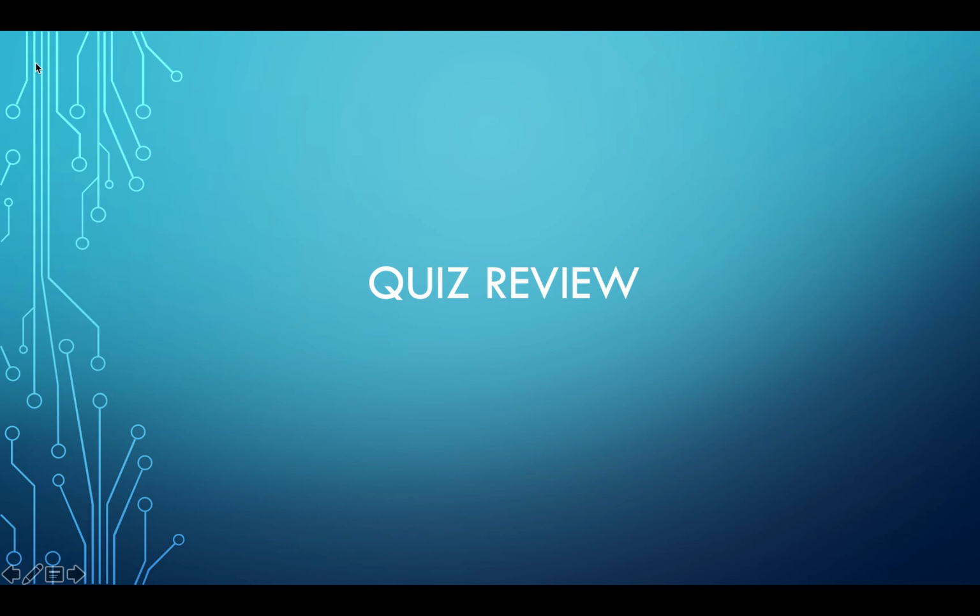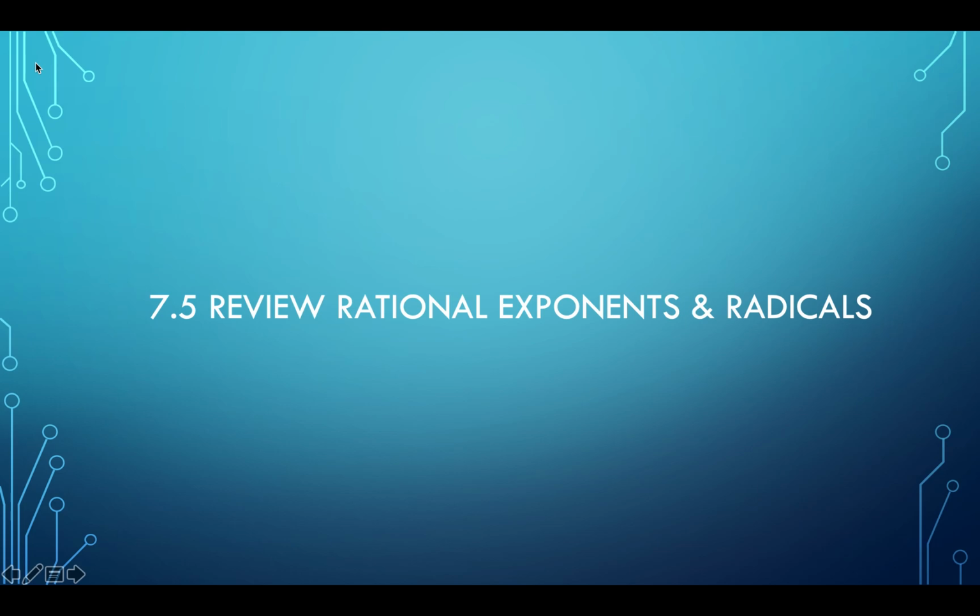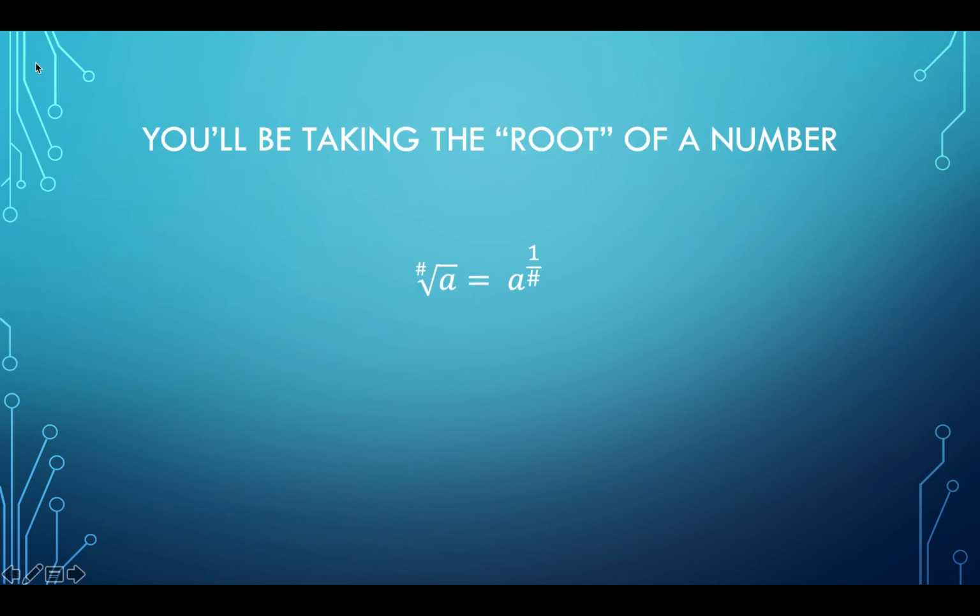Today we're going to do a quiz review for your quiz tomorrow. So the first thing, your quiz is going to be on 7.5, 8.1, and 8.2. So a review of 7.5, we're going to review rational exponents and radicals.